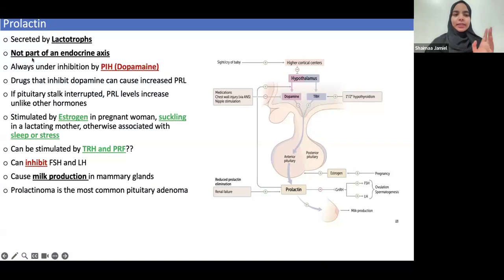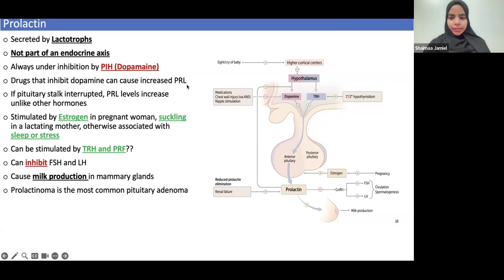Prolactin is secreted by lactotrophs, and it's not part of an endocrine axis. Instead of mainly stimulating signals, it has inhibiting signals, which is dopamine, sometimes called prolactin inhibiting hormone. Dopamine is released from the hypothalamus, and it inhibits prolactin secretion. So in the previous question, if we disrupted this axis, no more dopamine would be going to the anterior pituitary, which is going to cause increased prolactin secretion, the opposite of the other hormones because they all need stimulation. So prolactin will be increased while the other hormones are decreased.